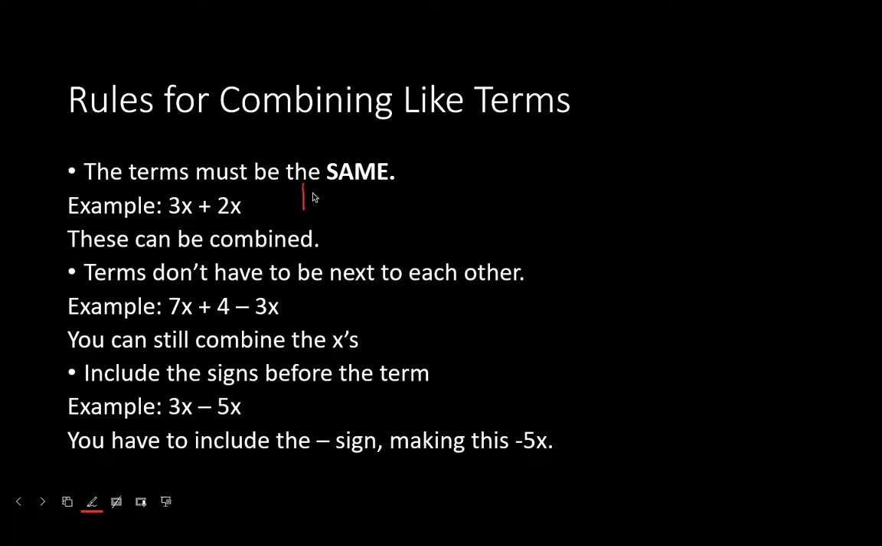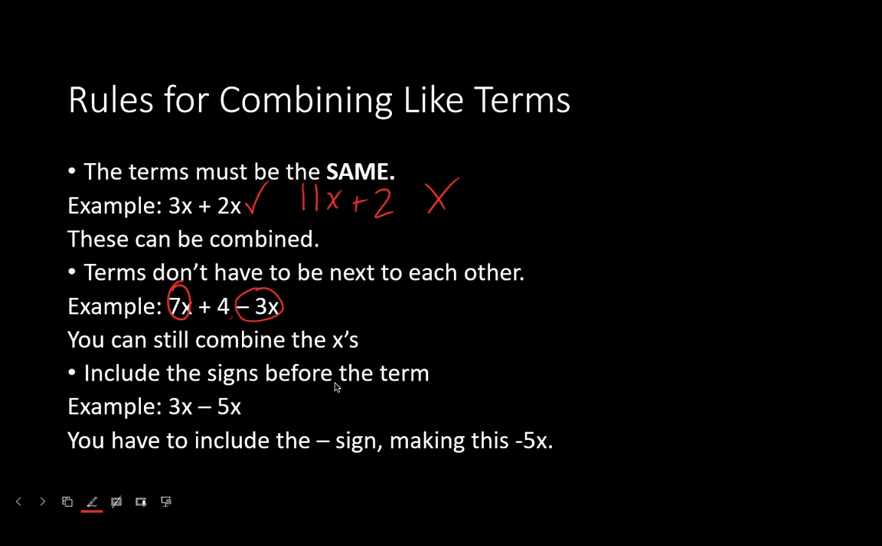If we had 11x and 2, we could not combine them. But 3x and 2x can be combined. Terms don't have to be next to each other. So we have 7x plus 4 minus 3x. We can still combine the 7x and the negative 3x.